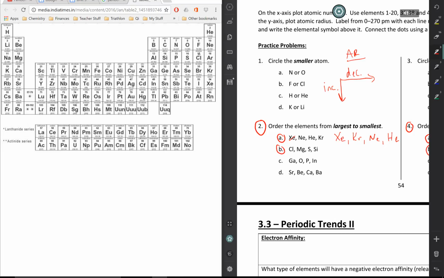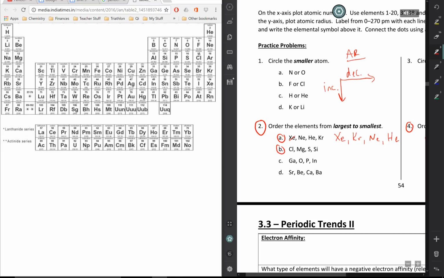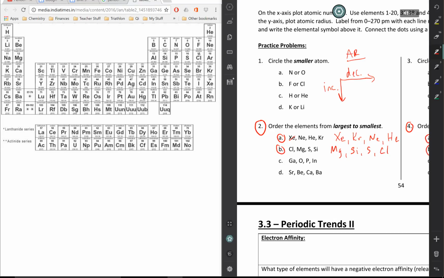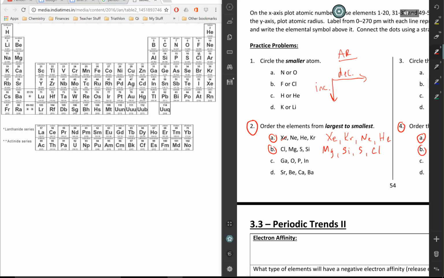So my largest is going to be the one that's furthest to the left, the most metallic. So that's going to be magnesium. As I make my way across period 3, I'd get to silicon, and then sulfur, and then finally chlorine. Things are a little bit more involved in questions C and D. Try them out on your own and check the answer key on the course website.